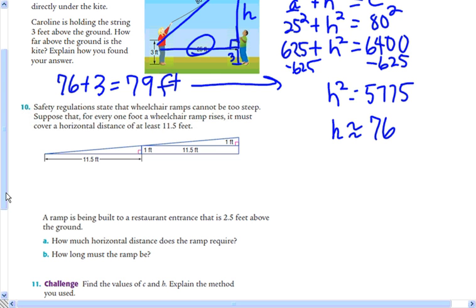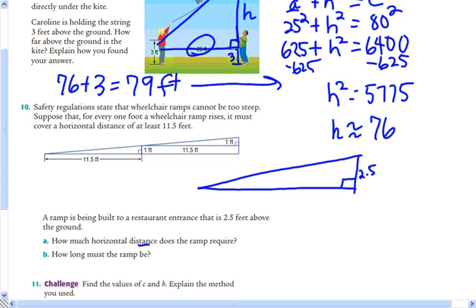So what we have here is we're going to make a ramp, and we'll just draw a little picture. It always helps to make a picture when you're doing a right triangle. The entrance is 2.5 feet above the ground, so we're going to put that right there. Okay, and we want to know how much horizontal distance this ramp requires.